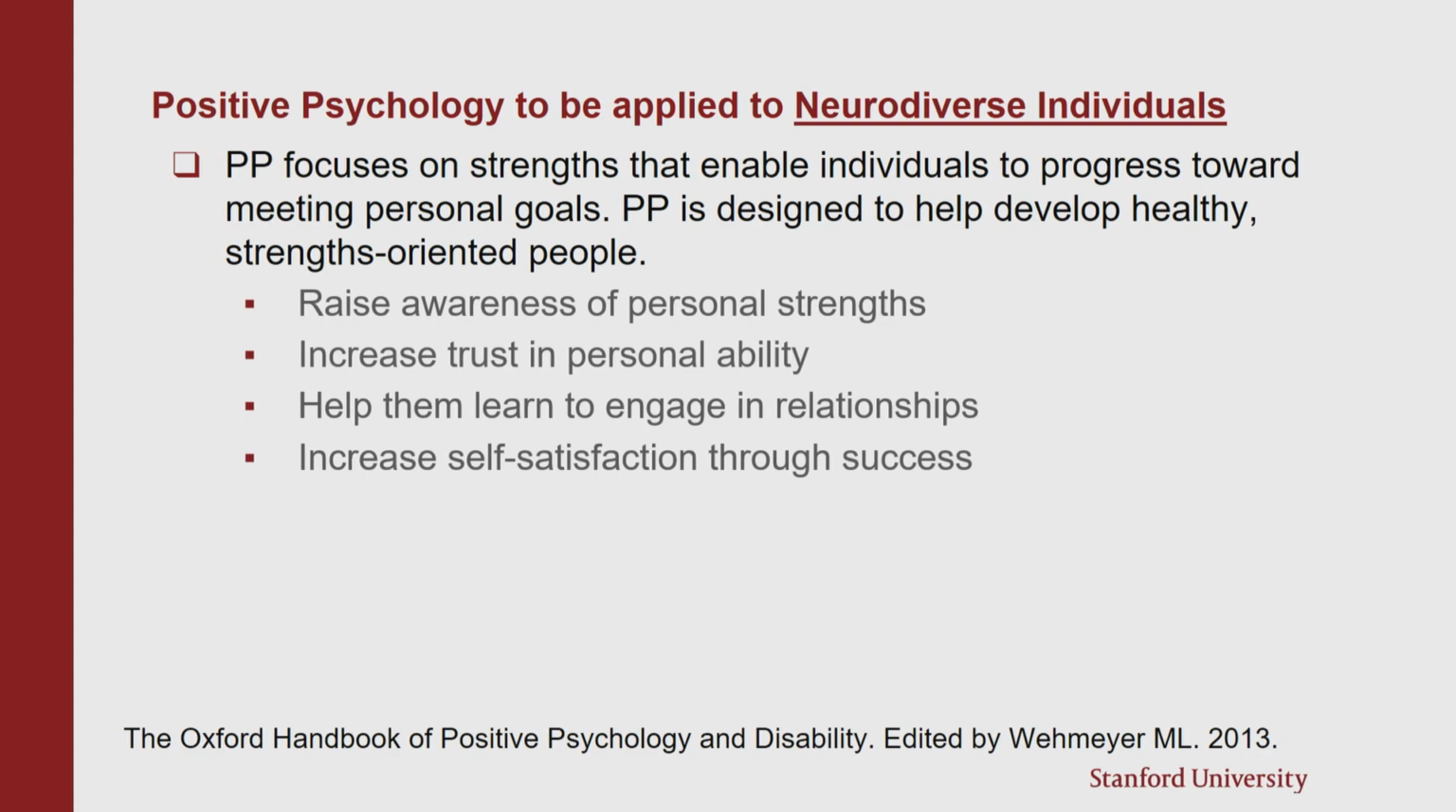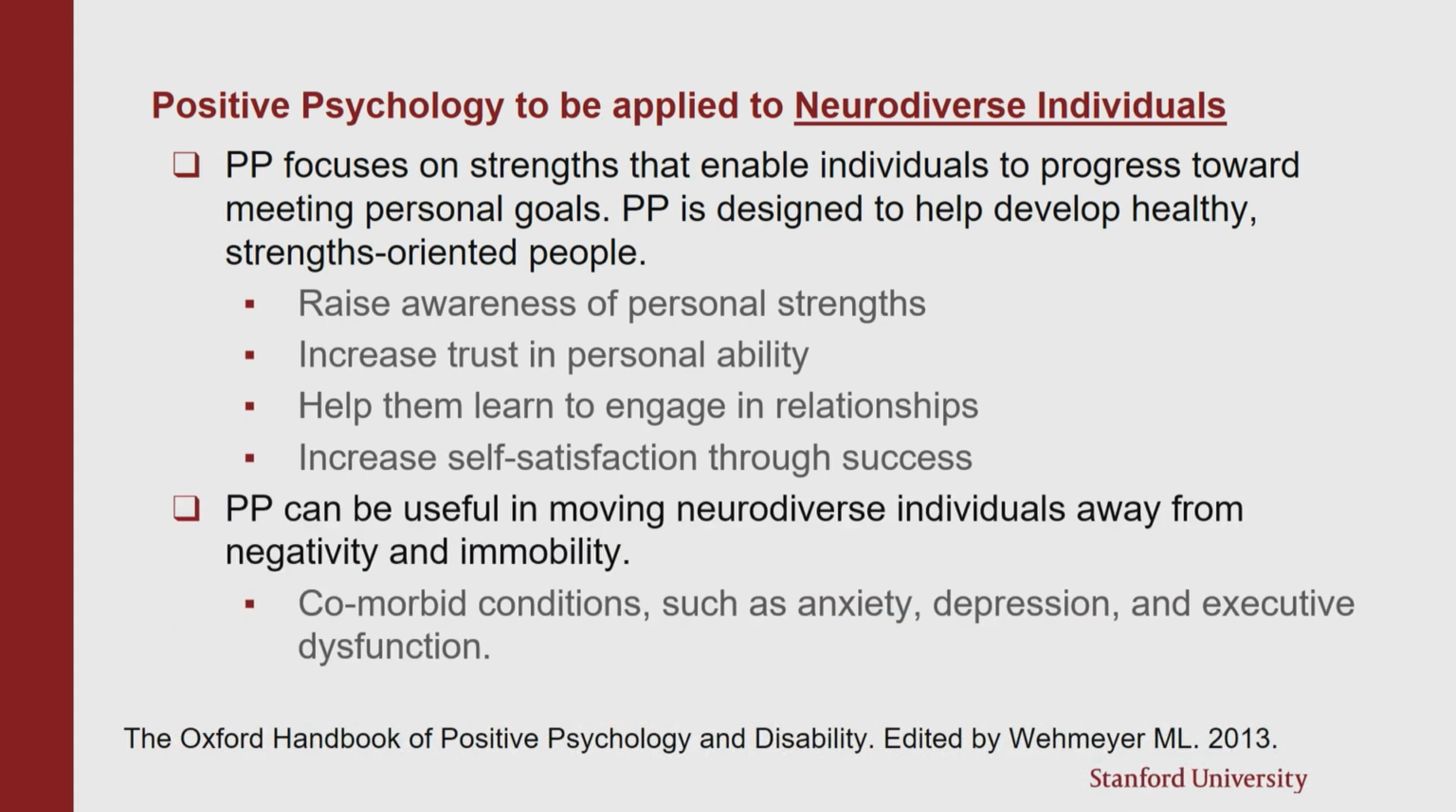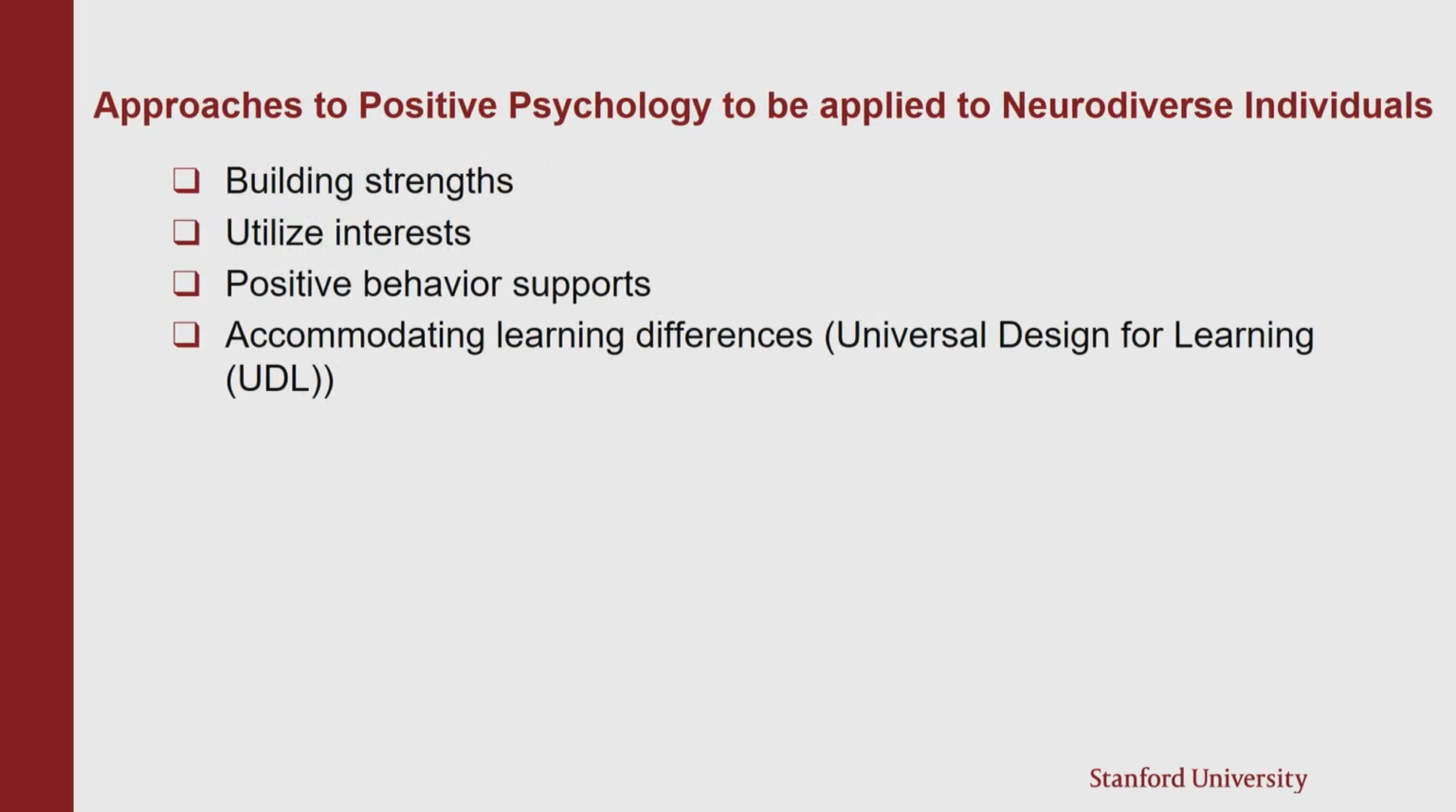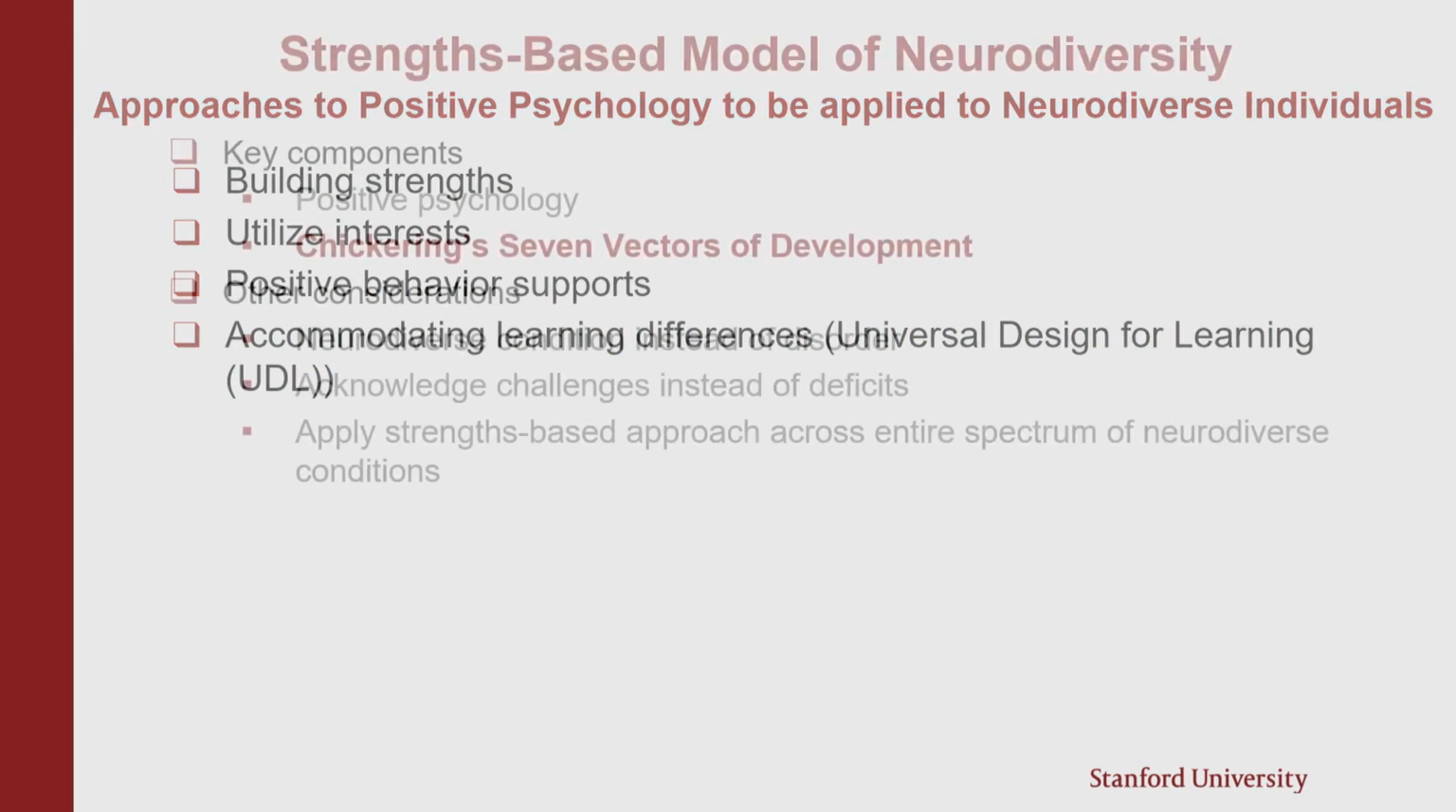And on the other hand, for any psychologists in the room, you use cognitive behavioral therapy, and a lot of the time your goal is really to change what we call automatic thoughts that come to the brain, to get the negative ones to become positive. That's basically the goal. So that's what we are trying to do for all those comorbid issues like anxiety and depression and executive function or executive dysfunction. So building strengths, utilizing interests, positive behavior supports, and universal design for learning are the tools that we use.